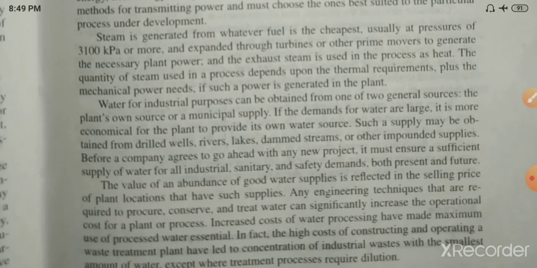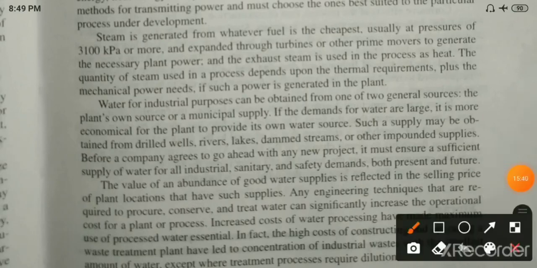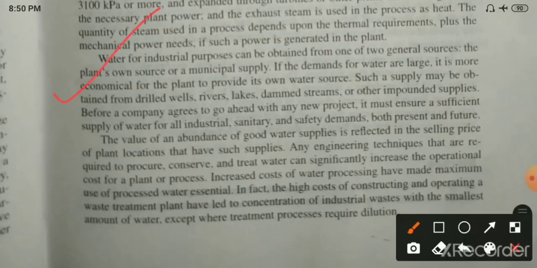The steam is generated from whatever the fuel is cheapest, usually at a pressure of 3100 kilopascal or more, and they are expanded through the turbine or other prime movers to generate the necessary plant power, exhaust system in the use for this basis. Which one? For this steam is used in the power generated of the plant. Okay, there is one last 2 points.